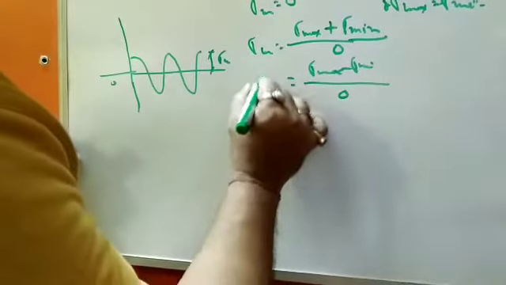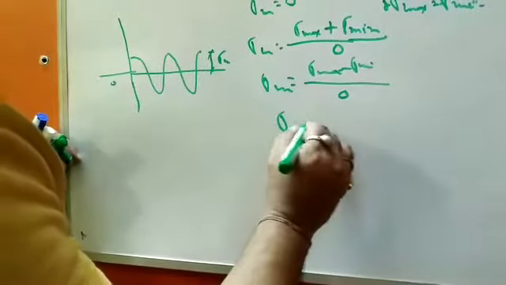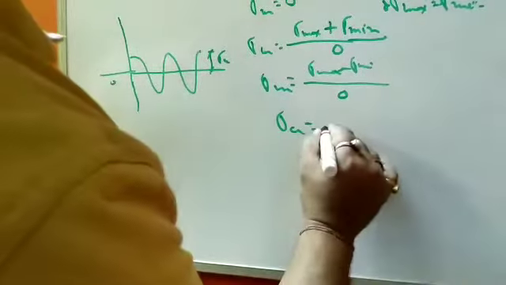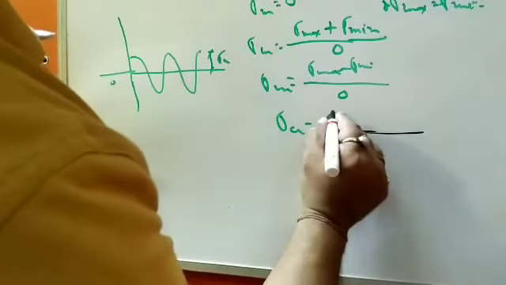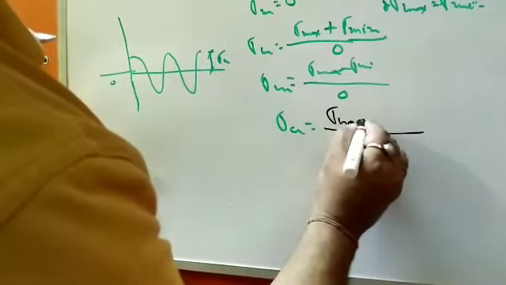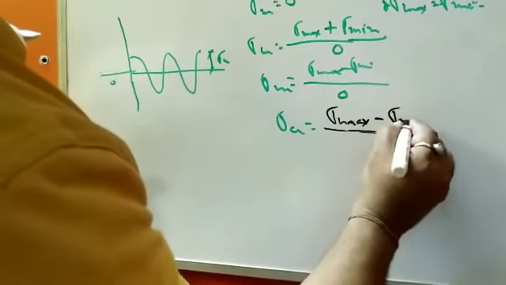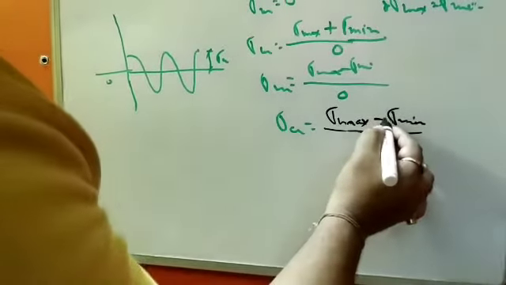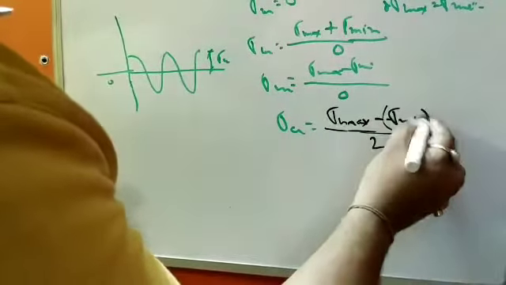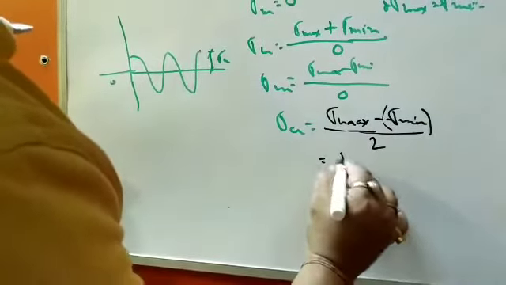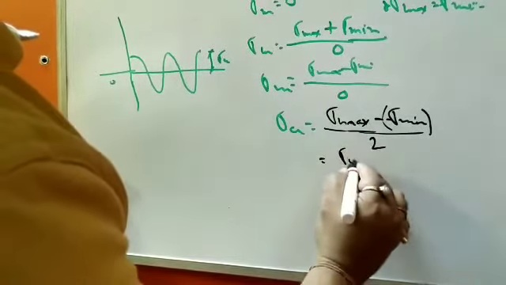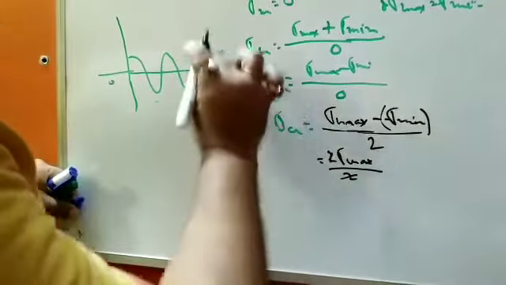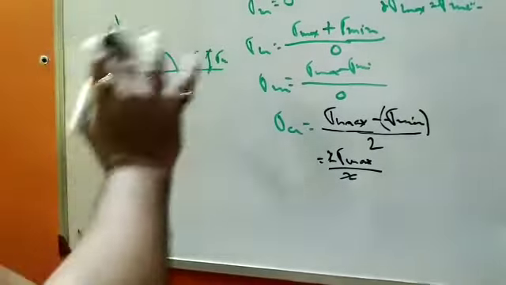So here sigma mean is 0, but sigma amplitude is there. What is simply sigma amplitude? I'm just recapitulating what we have done: sigma amplitude is basically sigma max minus sigma min by 2. Now what happens over here is important. Sigma min is minus sigma max, so it becomes 2 sigma max by 2, and ultimately it becomes sigma max. This amplitude is equal to sigma max. So this is one criterion.